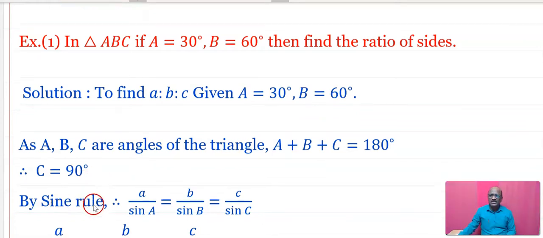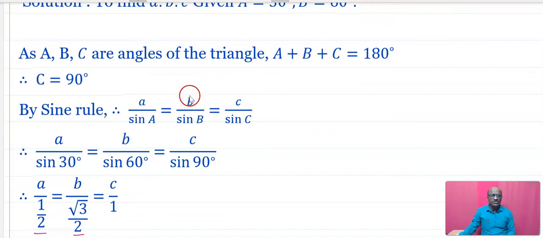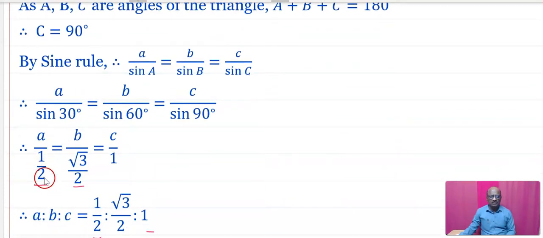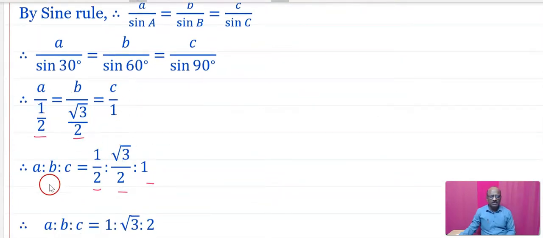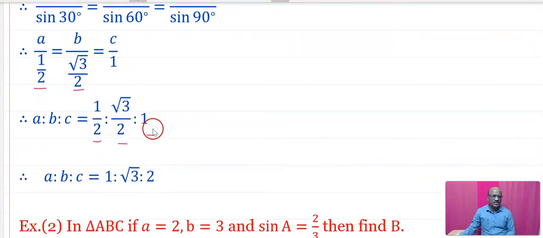By the sine rule, you have a upon sine A is equal to b upon sine B is equal to c upon sine C. And if you substitute its value, that is a upon sine 30 is 1 upon 2, b upon sine 60 is root 3 by 2, c upon 1. Therefore, you have that a as to b as to c. The ratios are 1 by 2 as to root 3 by 2 as to 1. Then multiply these ratios by 2. And then you will get 2 into 1 upon 2, 2 get cancelled. 2 into root 3 by 2, 2 get cancelled. 2 into 1, then you will get 2 here. Therefore, a as to b as to c is equal to 1 as to root 3 as to 2.